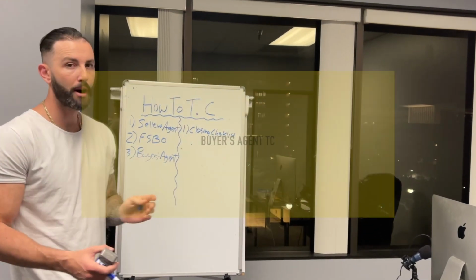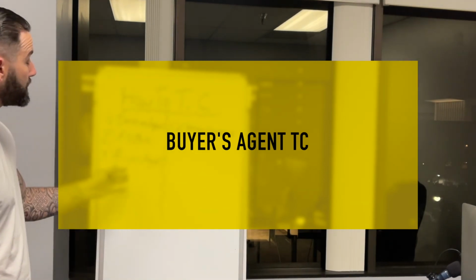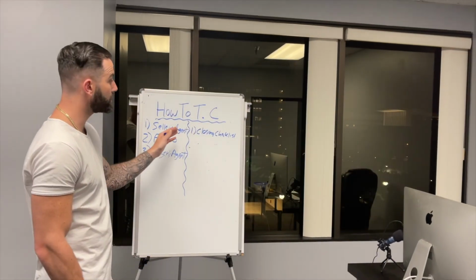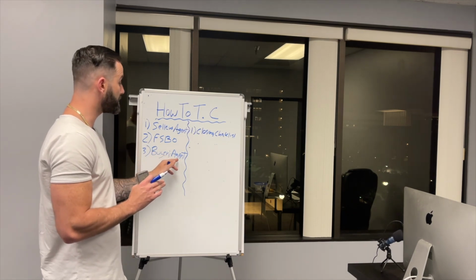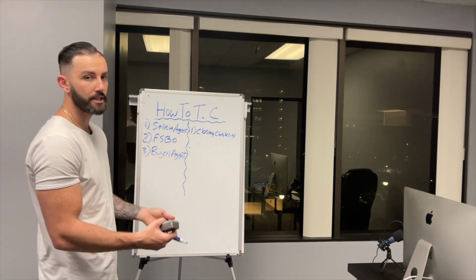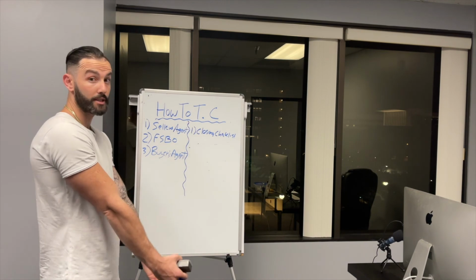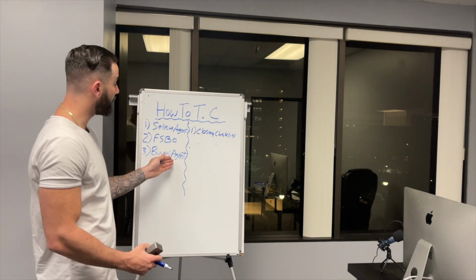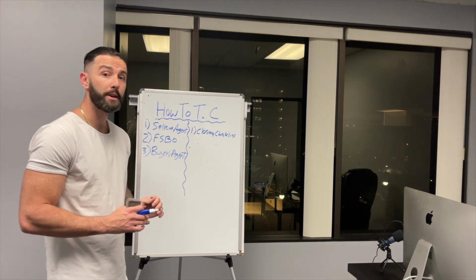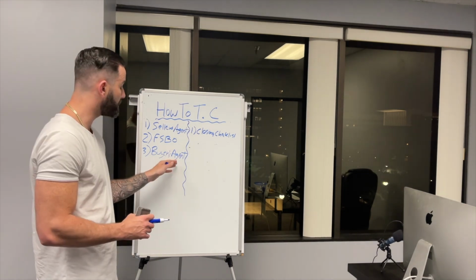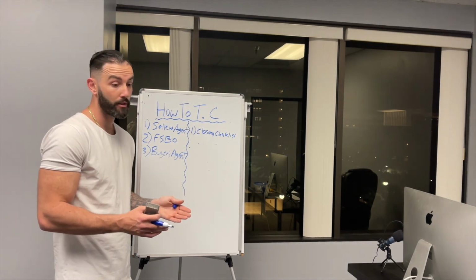Nothing's easier than being a buyer's agent TC. As a buyer's agent TC, you're simply on the receiving end. So you're going to receive a bunch of documents. You want to make sure your buyer's agent and the buyer receive these documents so that they can review these documents and basically tell your agent, okay, let me know which documents you are ready for me to send you for signature. They're going to tell you when they're ready for which document.